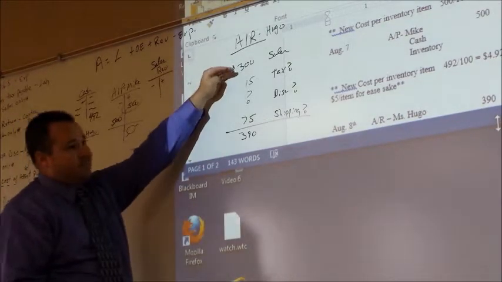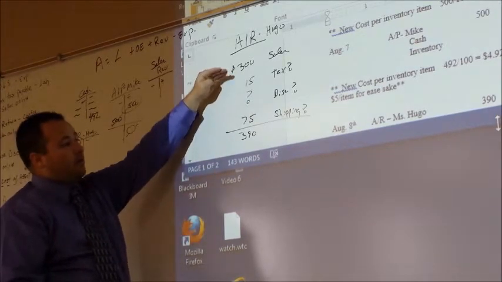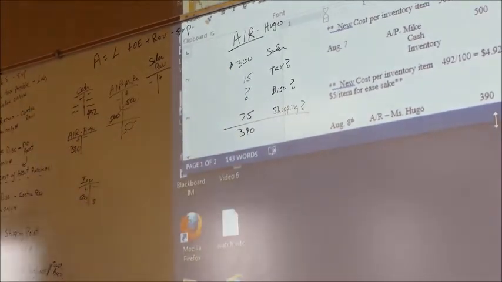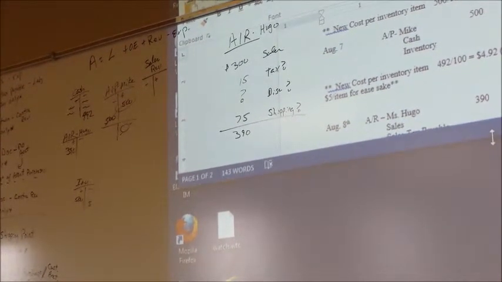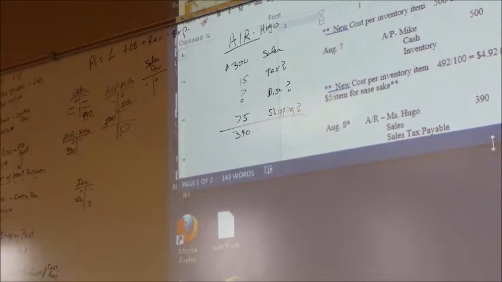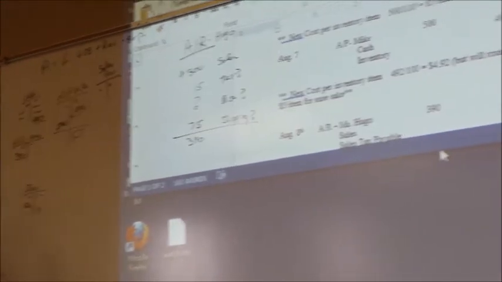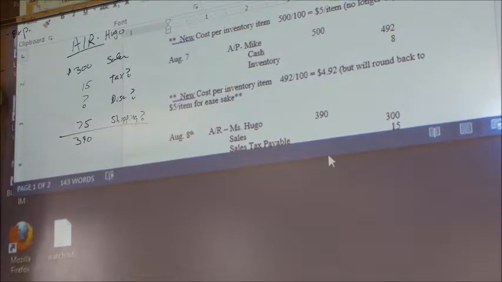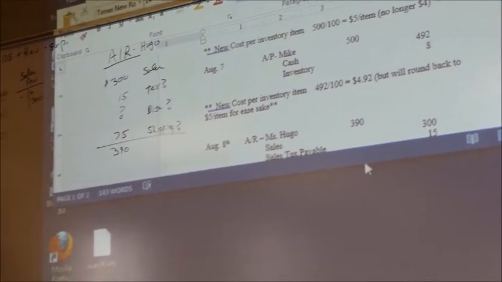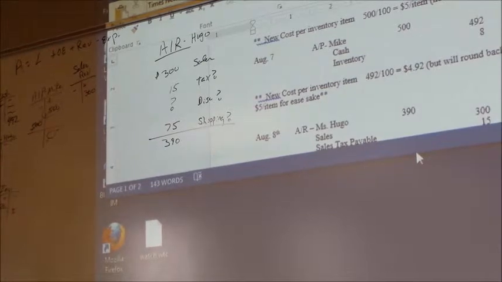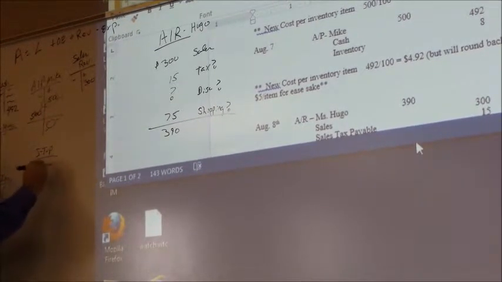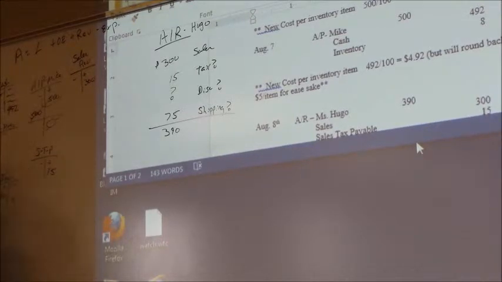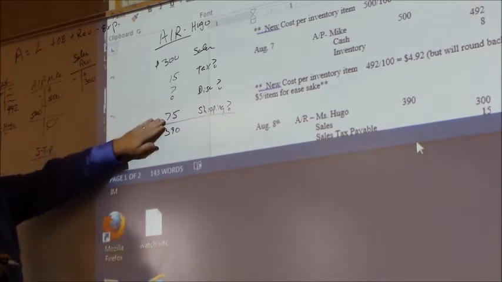This also tells me what my credits are. I've broken down the $390. $300 of it went to my sales revenue. $15 of it went to the sales tax. So making this little breakdown, I think, is going to really help you in your journal entries. Discount, we're going to skip that for now.